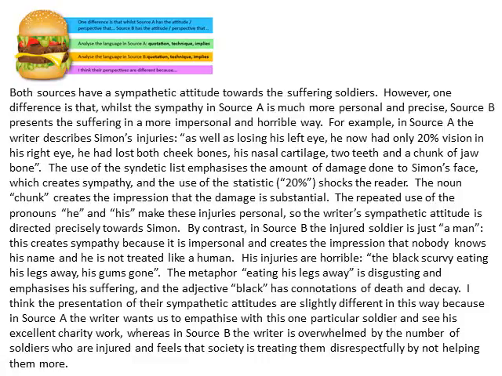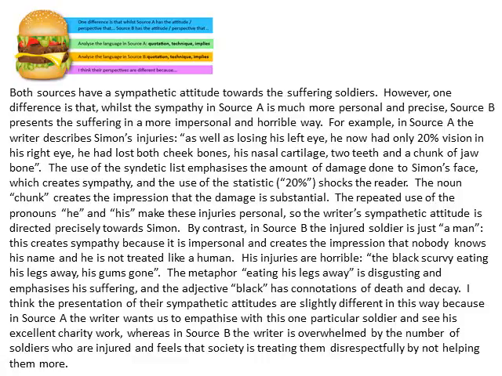The repeated use of the pronouns he and his make these injuries personal, so the writer's sympathetic attitude is directed precisely towards Simon. By contrast, in source B, the injured soldier is just a man. This creates sympathy because it is impersonal, and creates the impression that nobody knows his name, and he's not treated like a human. His injuries are horrible, though black scurvy eating his legs away, his gums gone. The metaphor eating his legs away is disgusting and emphasises his suffering, and the adjective black has connotations of death and decay.